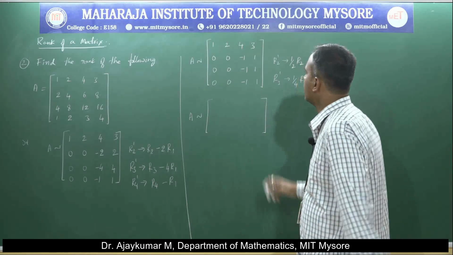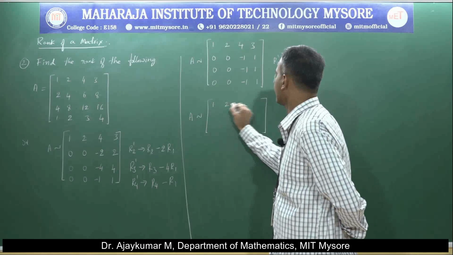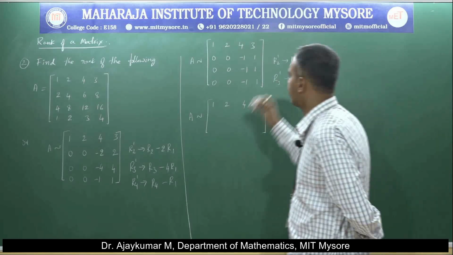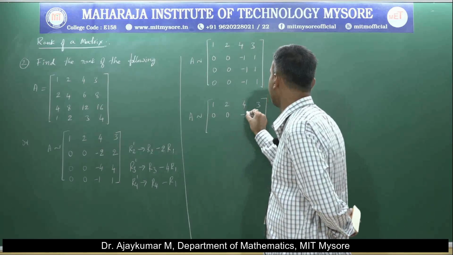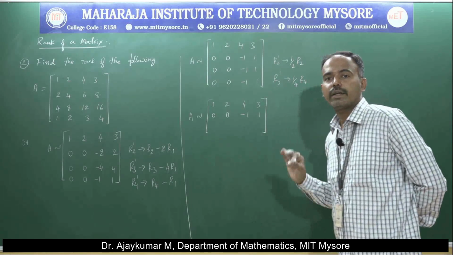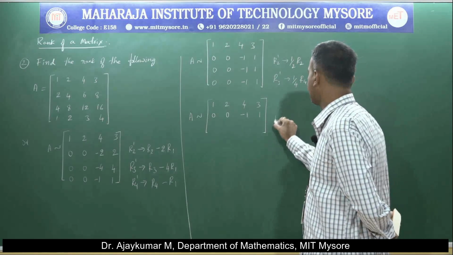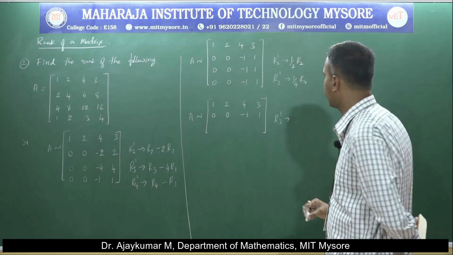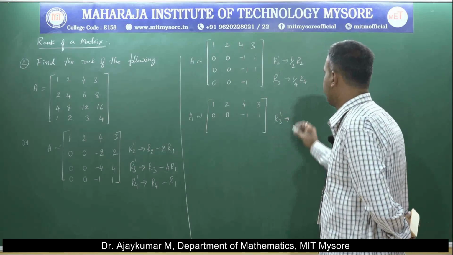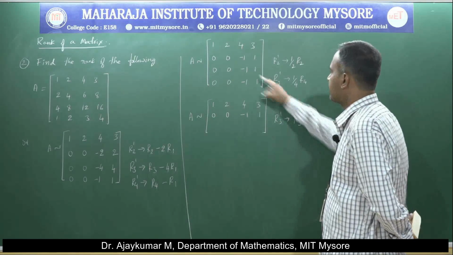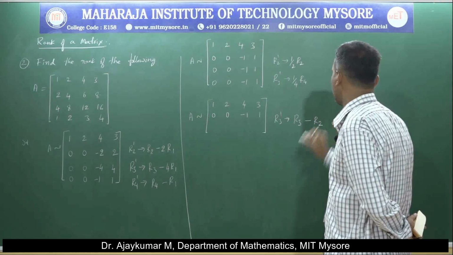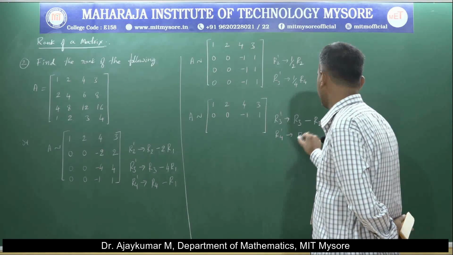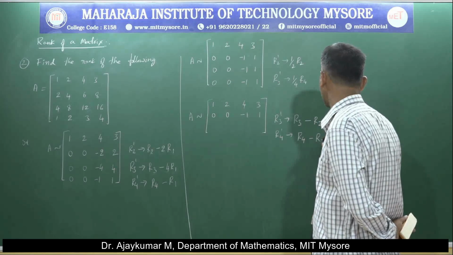a way that the first row has no changes, keeping the second row also with no changes. Now we can specify the same form, minus 1, 1 here. Now the next one, we can consider R3 dash. Row 3 dash means row 3 minus row 2. Now the next one, R4 dash, we can specify as R4 minus R2 here.